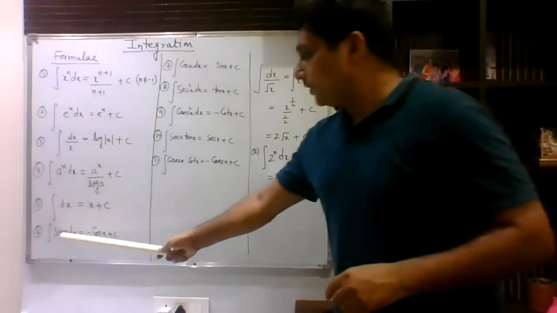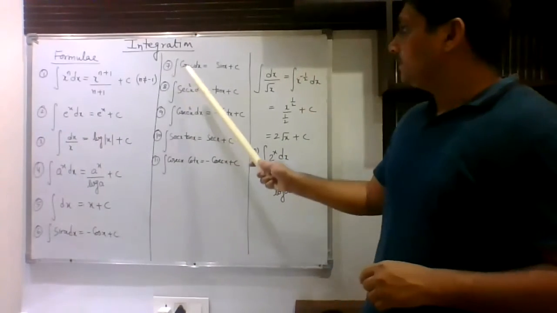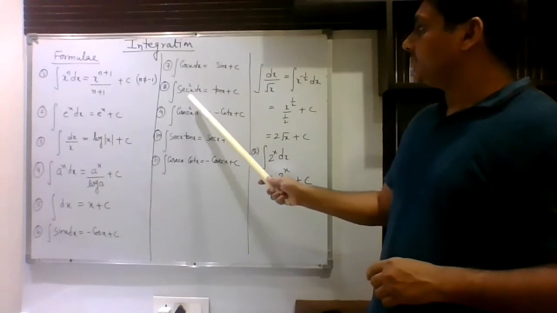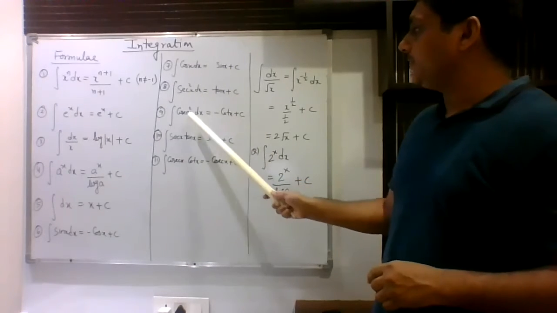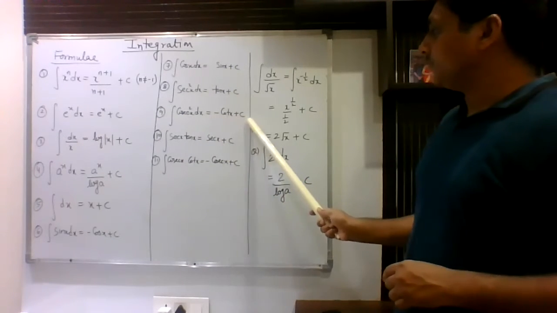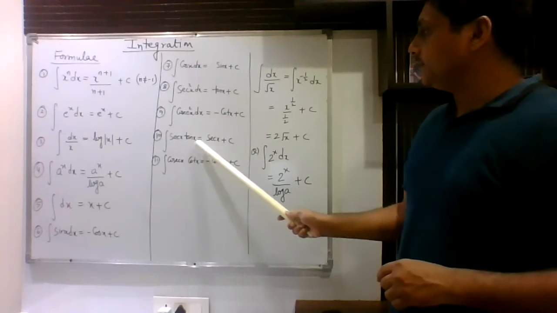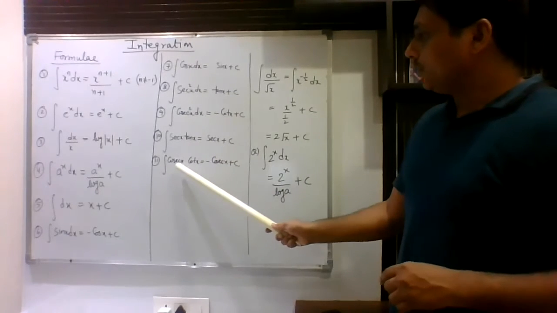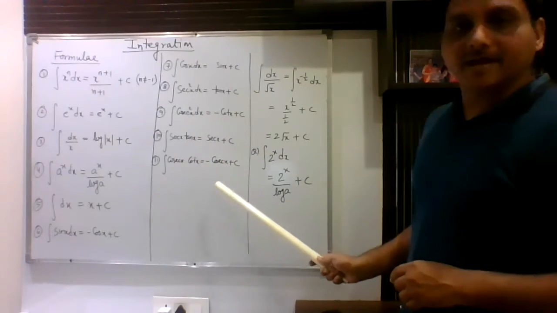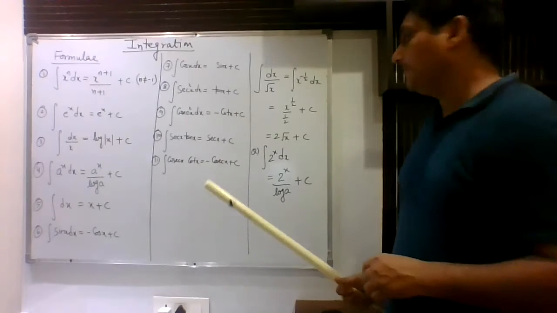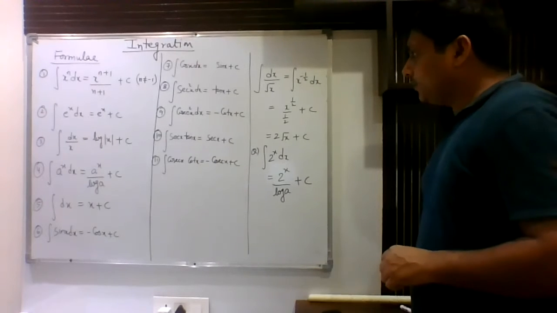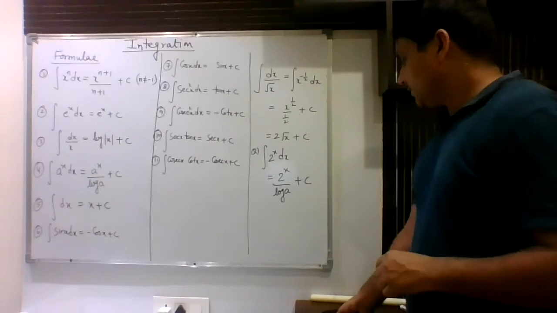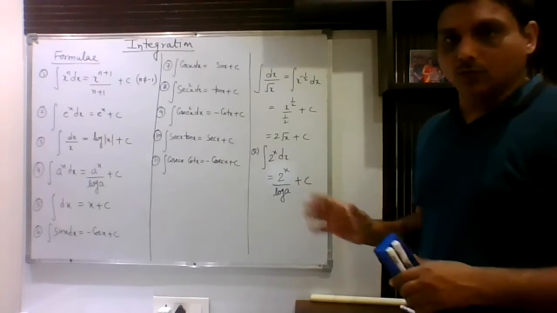Now, formula for sin x is minus cos x, cos x is sin x, sec square x is tan x plus c, cosecant square x is minus cot x plus c, sec x into tan x is sec x plus c, cosecant x into cot x is minus cosecant x plus c. Now we have two rules. So let us write down those two rules.